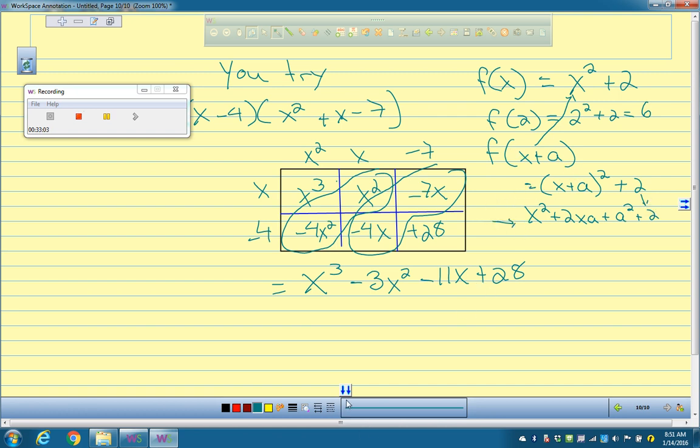Okay? Because you might see that on your Math Excel homework. I think you do. I'm not positive. But that's what that means. It says take x plus a and plug it in where you see x squared. Okay? That's the end of the lesson.